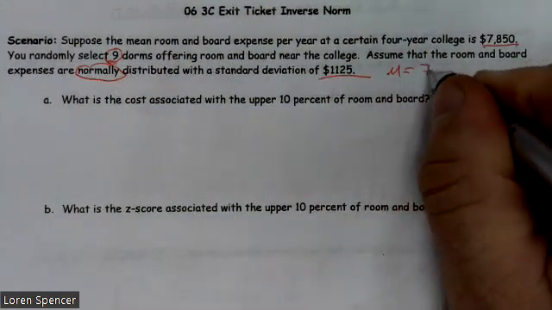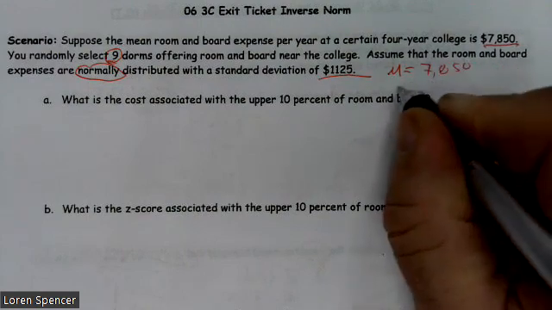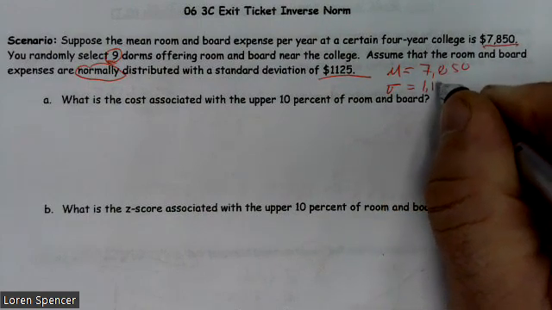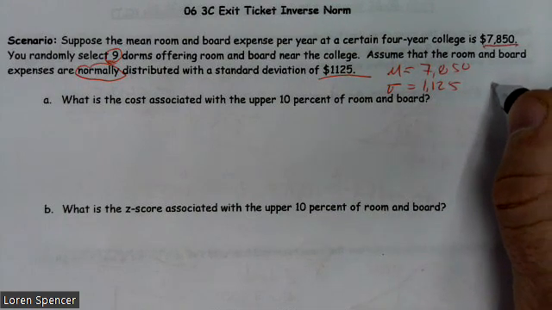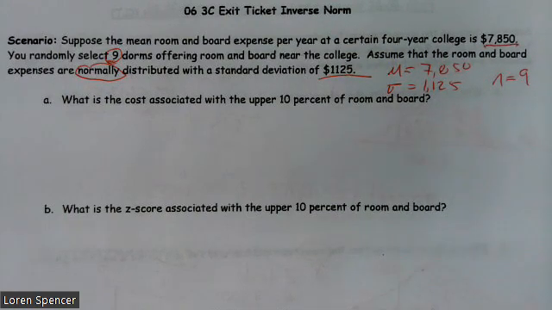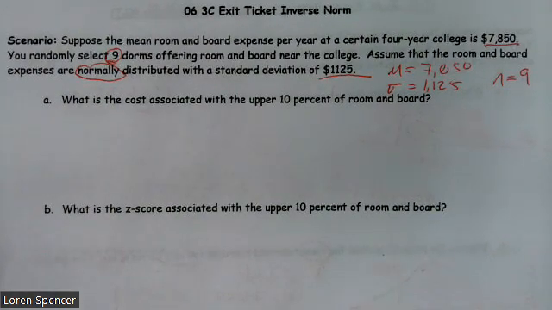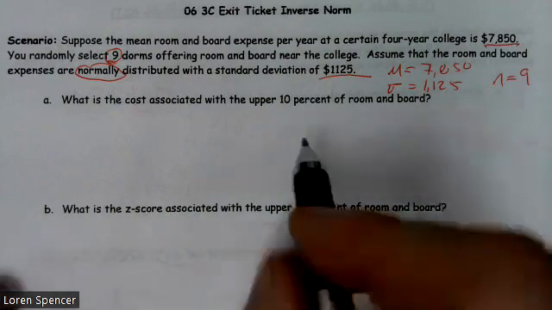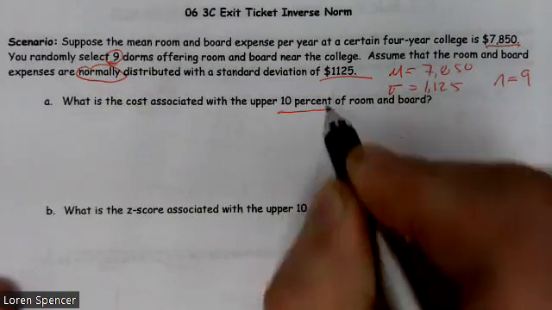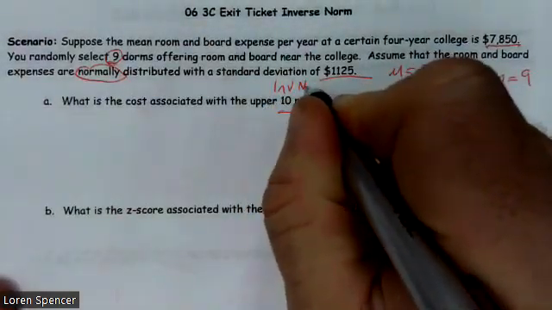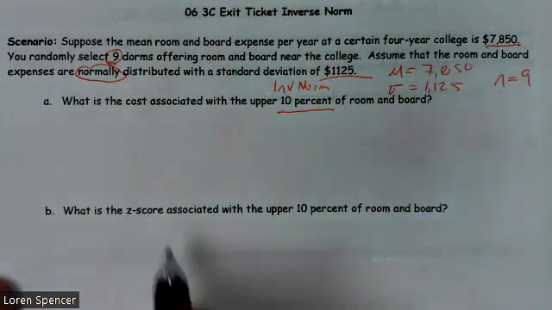Mean 7,850. Standard deviation 1,125, and N equals 9. So what is the cost associated with the upper 10% of the room and board? Well, anytime they give you an area, a percent, or probability, which is what they gave me, a percent, we're going to be working with an inverse norm. All right, so we're going to be working with the inverse norm.